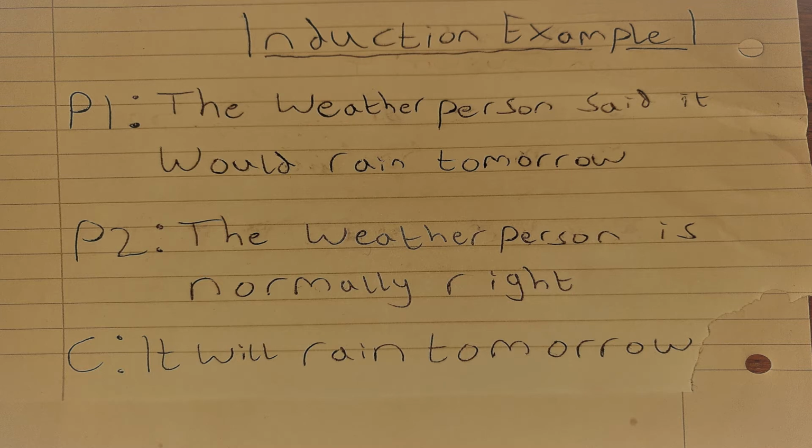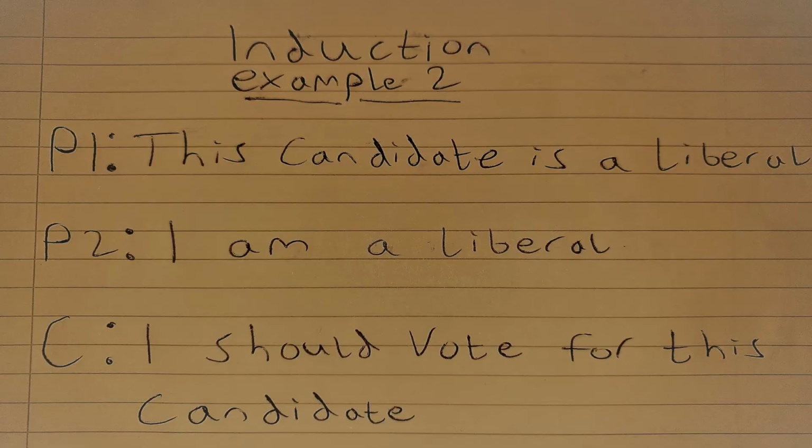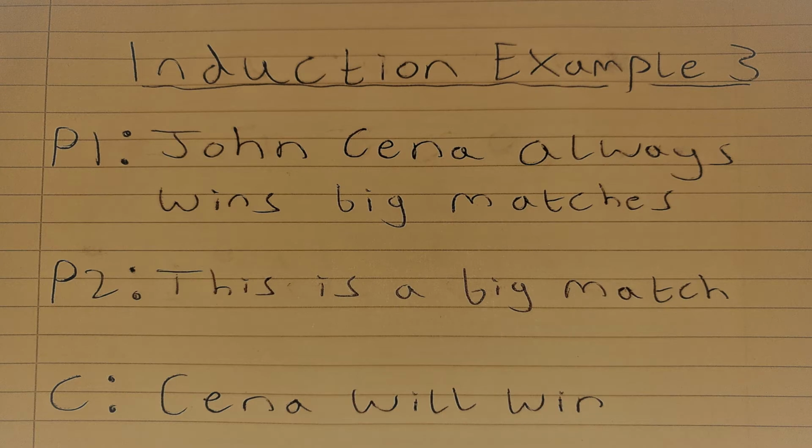So you might use induction to tell what the weather's going to be like tomorrow, or which political candidate you should support, or who you think is going to win an athletic event. So it's basically no matter how sure you are of the conclusion, if you're not 100% sure, you're using induction, not deduction. And the knowledge you gain will be inductive knowledge, not deductive knowledge, and so it's never completely certain.